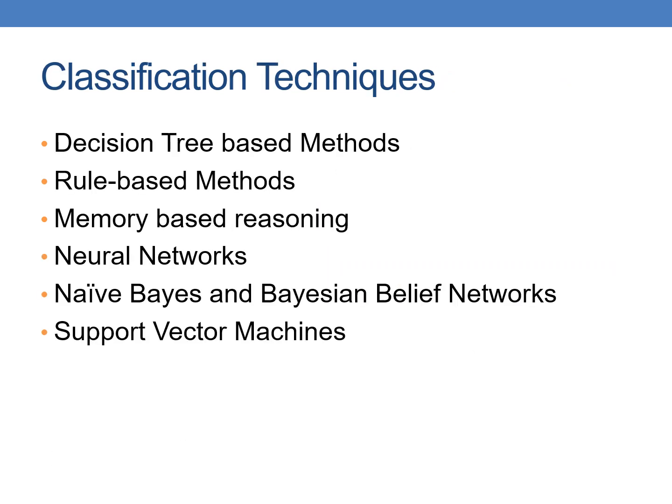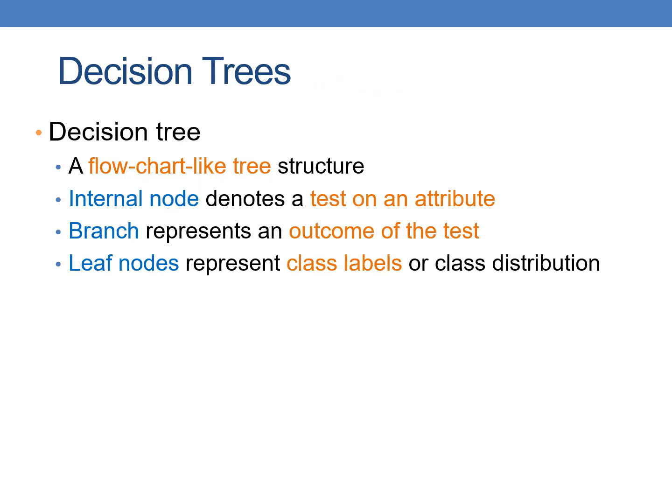Then various classification techniques are there, like decision tree based methods, rule based methods, memory based reasoning, neural networks, naive Bayes, Bayesian belief networks, SVM, support vector machines, etc. Today we will concentrate only on the decision tree approach, which is one of them. So let's talk about decision trees.